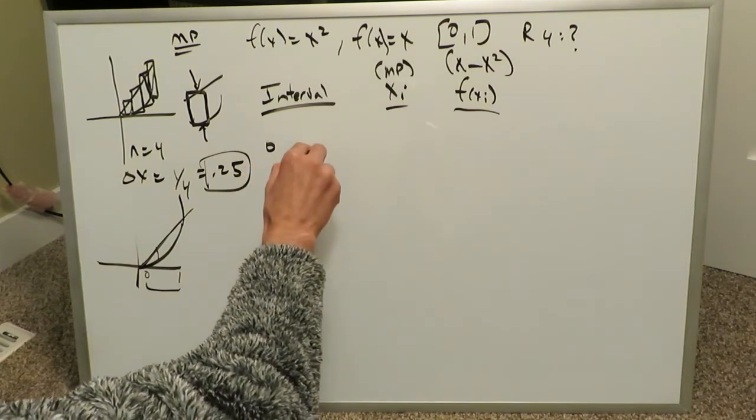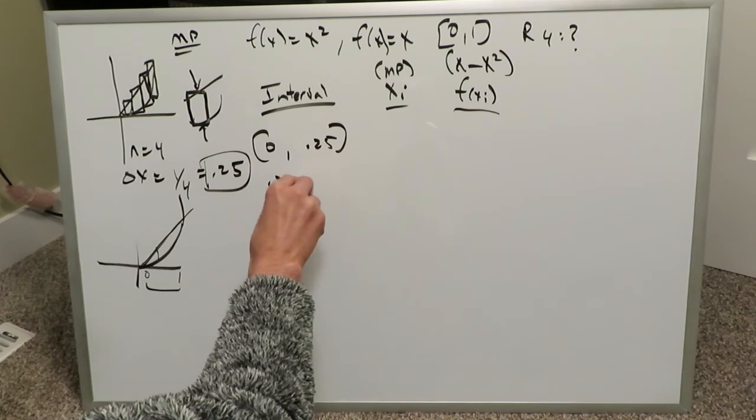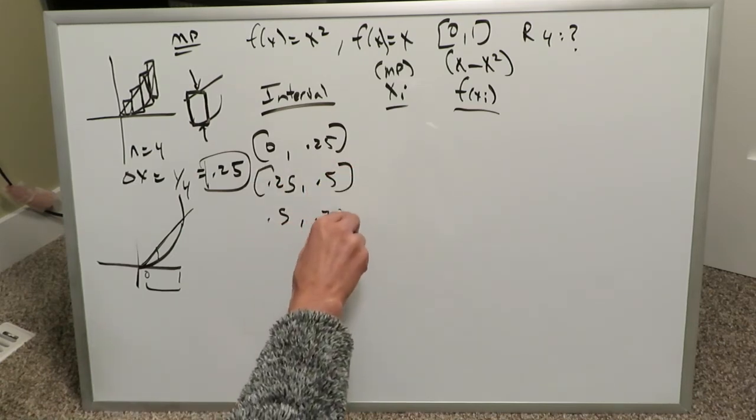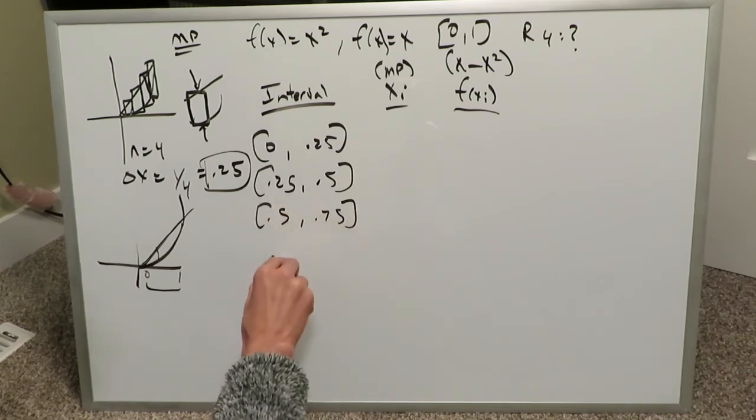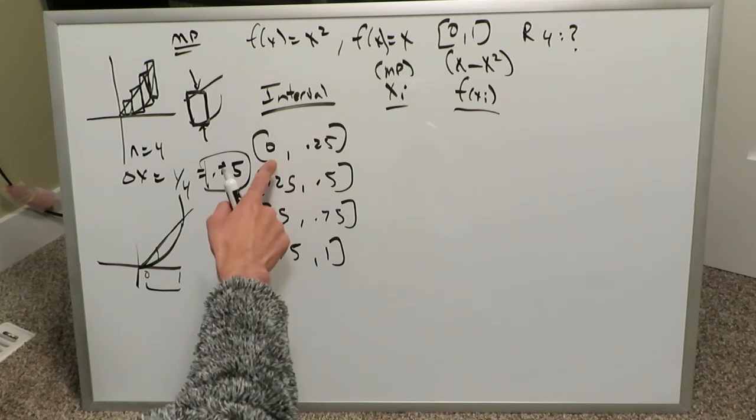So we have 0 to 0.25 as the first interval. The next is 0.25 to 0.5. My next interval is 0.5 to 0.75. And then my last interval is from 0.75 to 1. And now we have to find the middle.